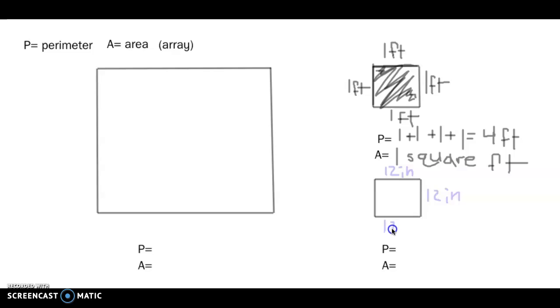Got a little crazy there. Keep your work nice and neat and organized. You probably have more room on your paper to spread out. You guys can do that. Give yourself some space when you're writing.